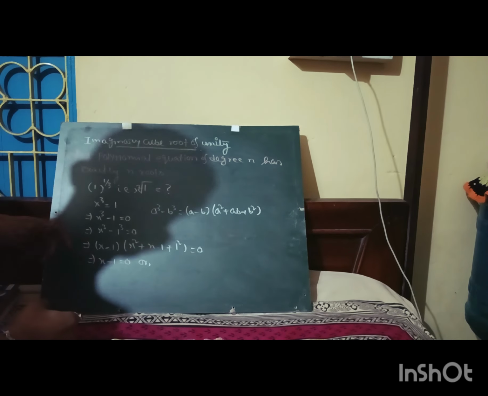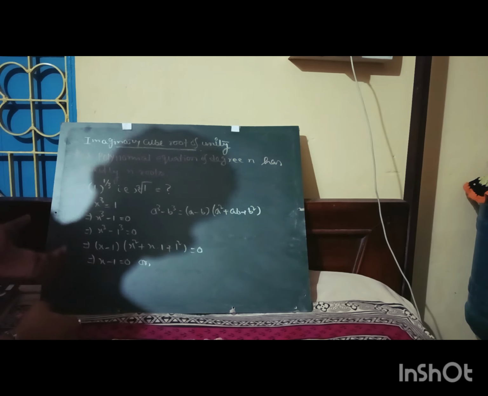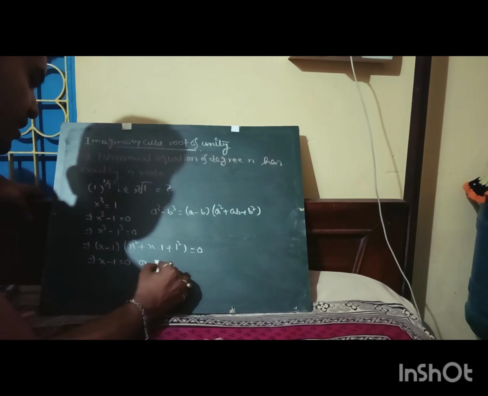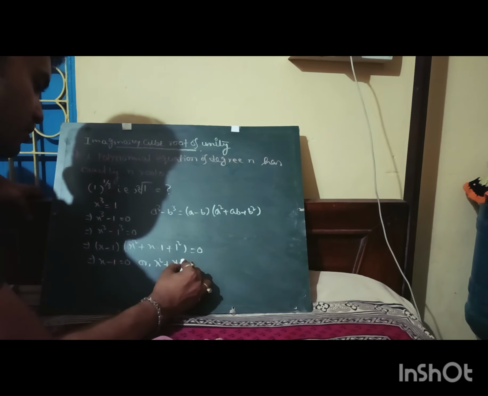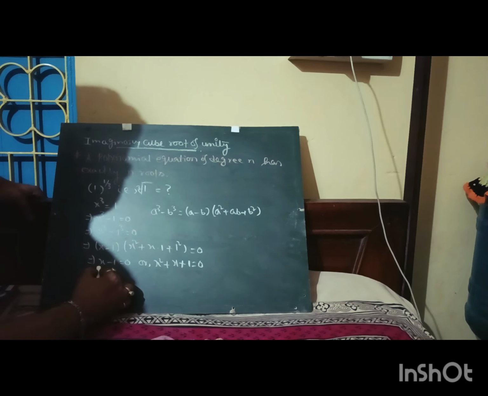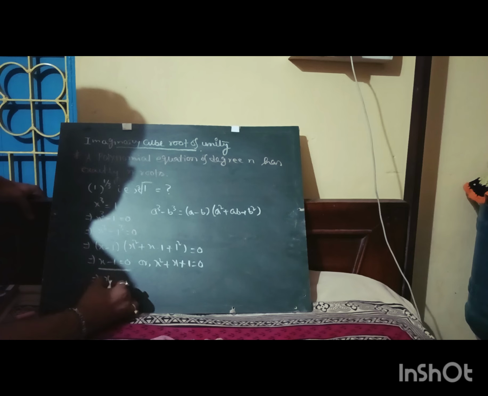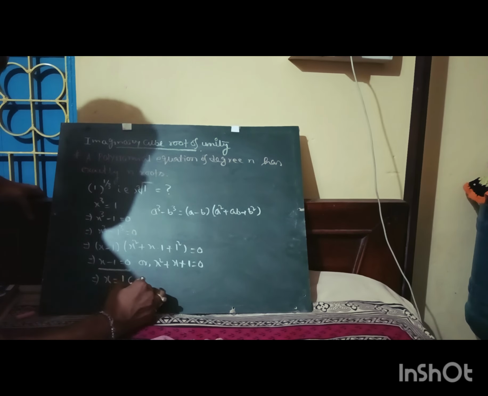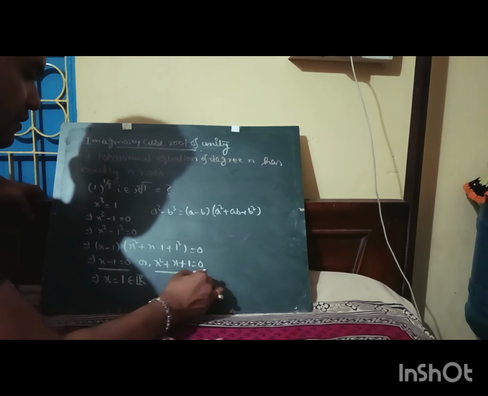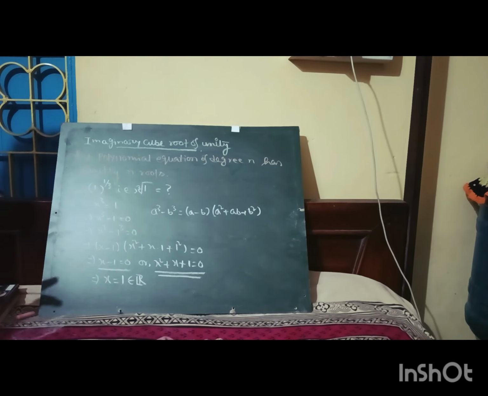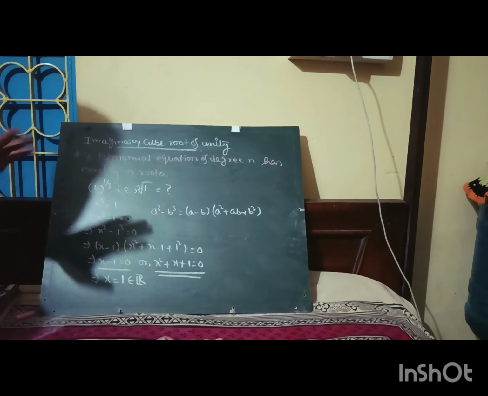So we get x minus 1 equal to 0, or x square plus x plus 1 equal to 0, by the zero product rule. By the zero product rule, the two factors are individually 0. When one is 0, then the other is non-zero. The first part gives x equal to 1, which belongs to the real numbers. But if we solve the other, we get two imaginary roots of this equation.